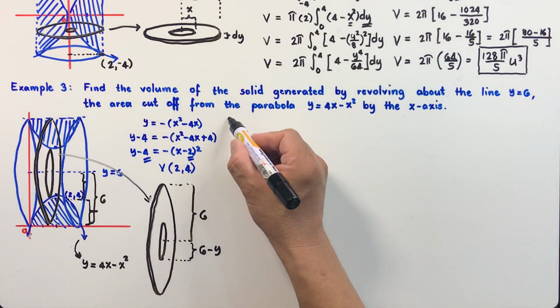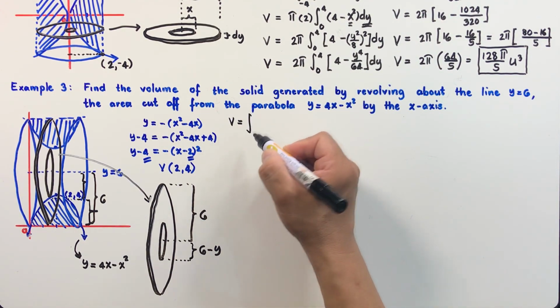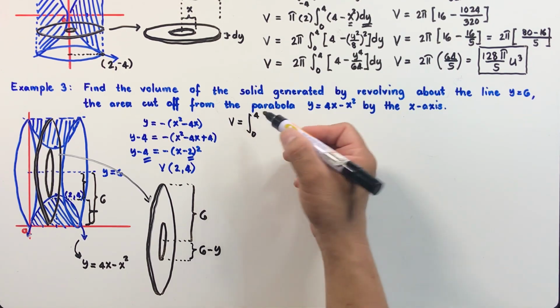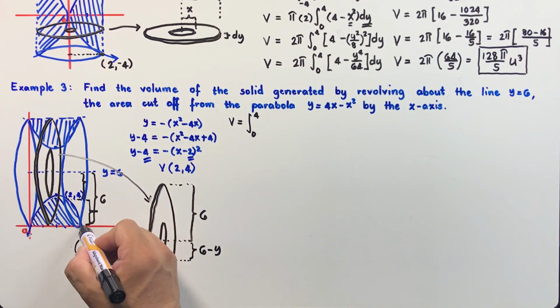Hence, our volume is equal to the integral from 0 to 4, because you are slicing it from 0 to 4.